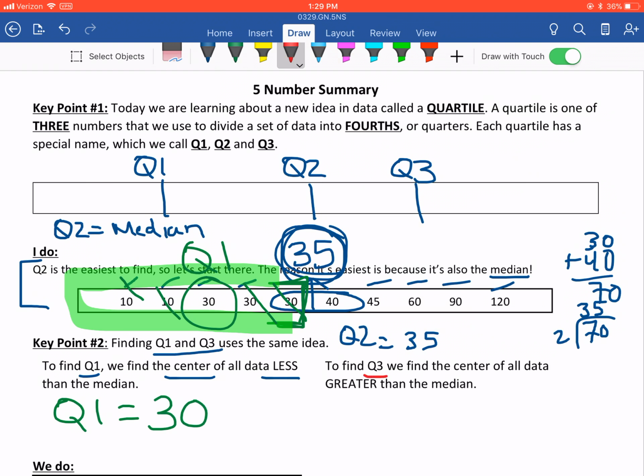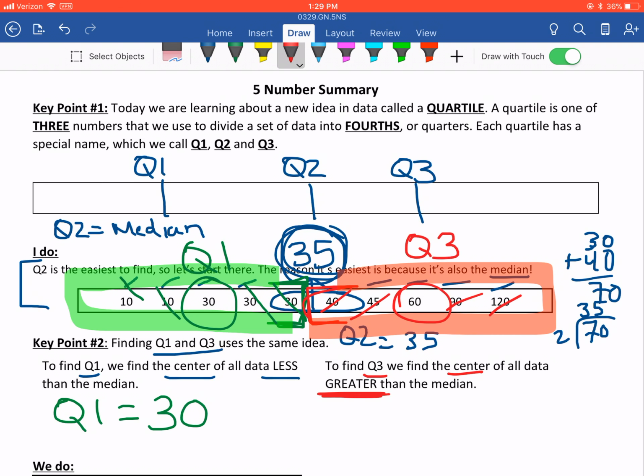For the next part, for Q3, we find the center of all the data that is greater than the median. So I'm going to look at all the numbers that are bigger than 35. I'm just looking at these now. For the number that's in the middle of these, take away the 40, take away 120, take away 45, take away 90. Q3 is equal to 60. So it's basically: find the median for Q2, then find the median of the smaller half for Q1, and find the median of the bigger half for Q3.